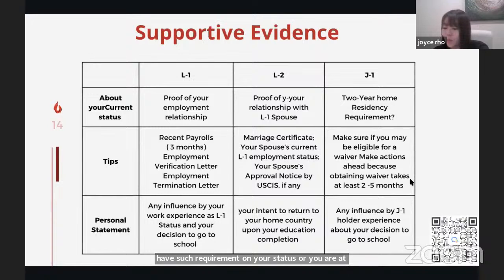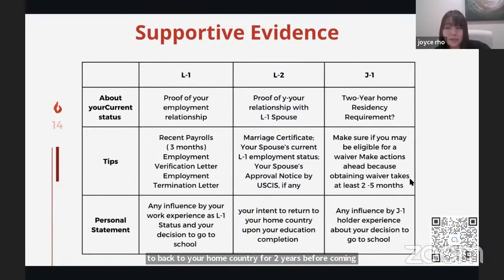If you look at the Form DS-2019, the certificate of eligibility for exchange visa status, there is a section indicating whether you have a 2-year home residency requirement or not. So make sure that you go over that information first. And if you find out that you are under that condition, you have to go back to your home country for 2 years before coming back to the United States with a different kind of visa.